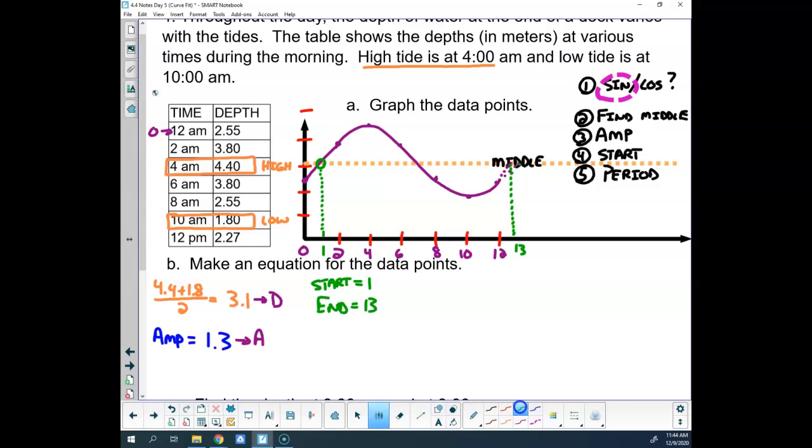So that makes my period be 12, right? So period equals, oops, not period, excuse me, B is going to be 2 pi divided by 12, or pi over 6.